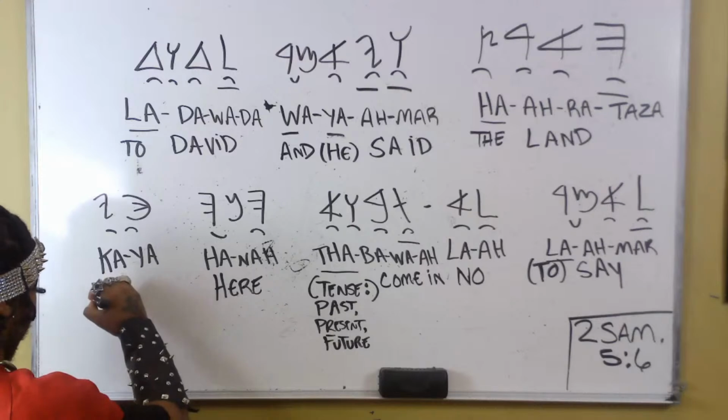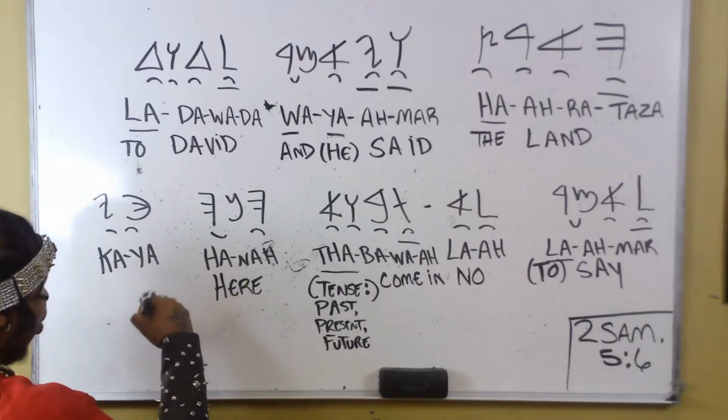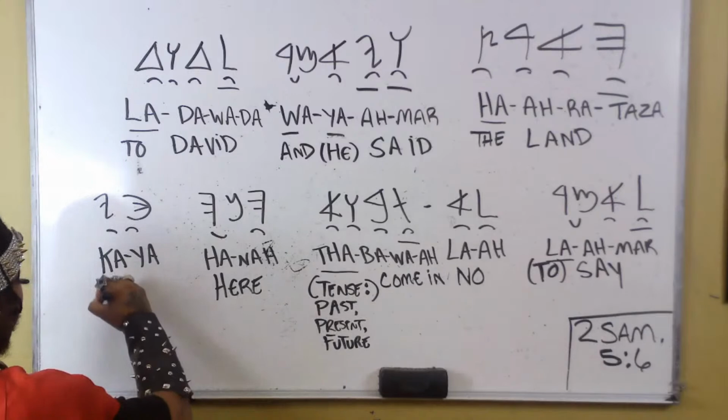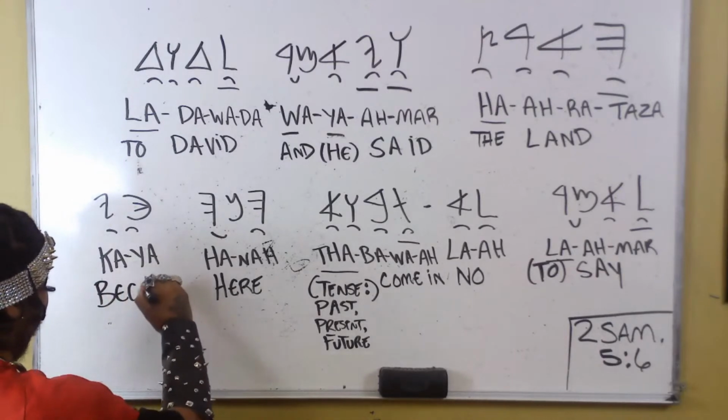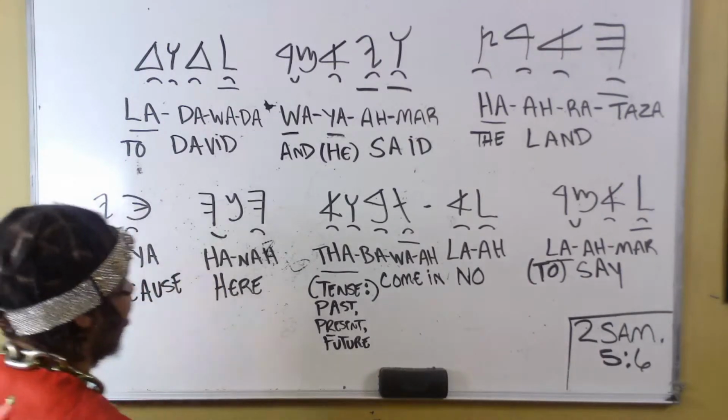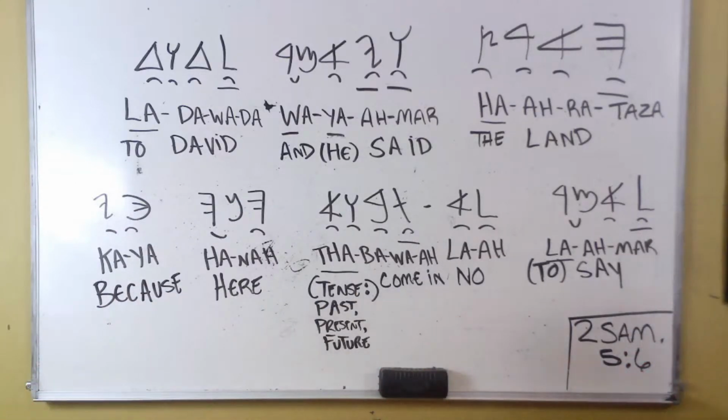Go to the word kaya. Kaya means for, or it also means because. Let's use because, just to not give it away. Because. So, Ha'arataza, the land, Waya Amar, and he said, La Dawada to David, right? La Amar to say, La no, Fabawa come in, Hana here, Kaya because. So we're gonna stick with that.